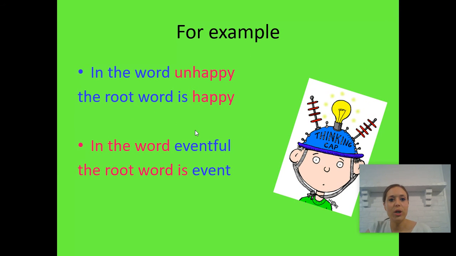Okay, so for example, in the word unhappy, the root word is happy, but then we added that prefix un, so now it means not happy. Unhappy means not happy. In the word eventful, the root word is event, and we added that suffix full. So that means eventful, full of events.